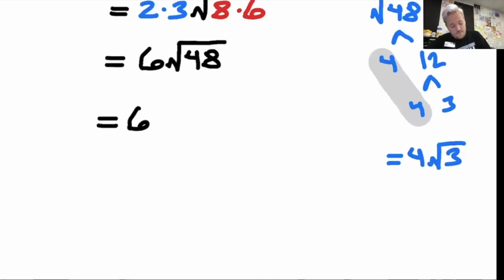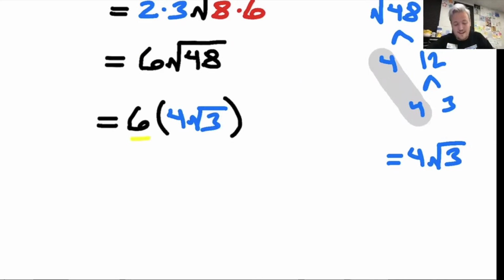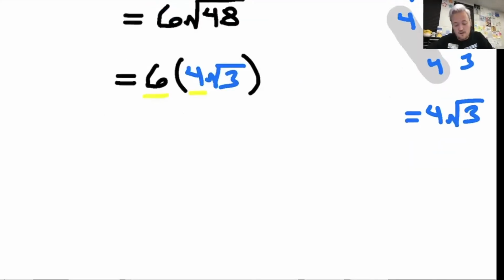It is dead now. All right, so I'm going to replace the square root of 48 with 4 root 3. And then do the same thing as before. I'm going to multiply the two numbers on the outside of the radical. So 6 times 4 is going to give you 24. And then leave the square root of 3 on the outside.